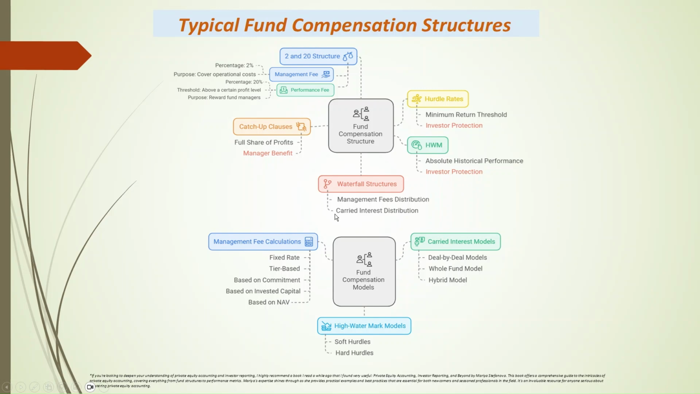And then for waterfall structures, they determine how distributions are made to different parties. And there are 2 main types. There's American waterfalls and European waterfalls. The American waterfalls are also called deal by deal models, and we will have 3 models in our subsection. And then the European waterfalls is also called a whole fund model.